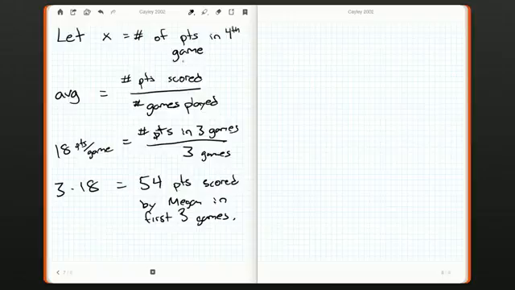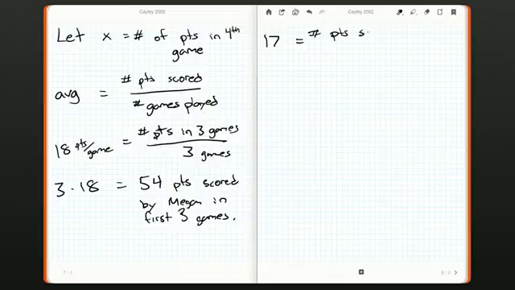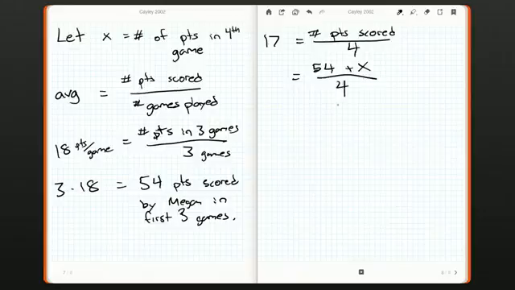Okay? Now, that was her average over 3 games. Her average over 4 games is 17 points per game. And that's over 4 games. But that's going to be the 54 points she scored in the first 3 games plus the X number of points she scored in the 4th game, all over 4. So we have a nice little equation here. Let's just solve for X.